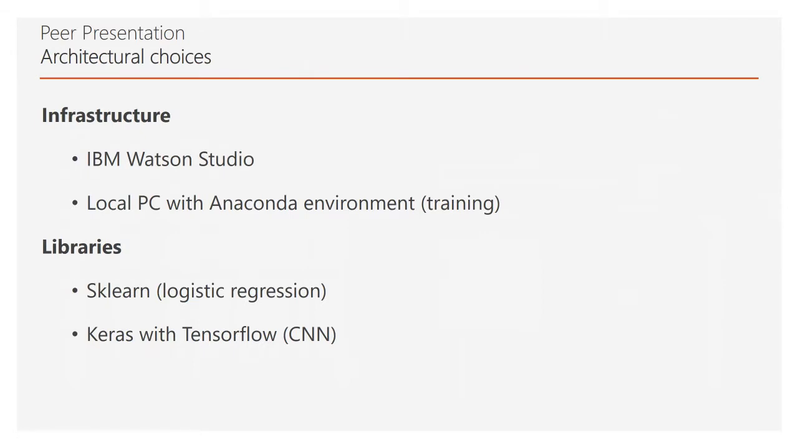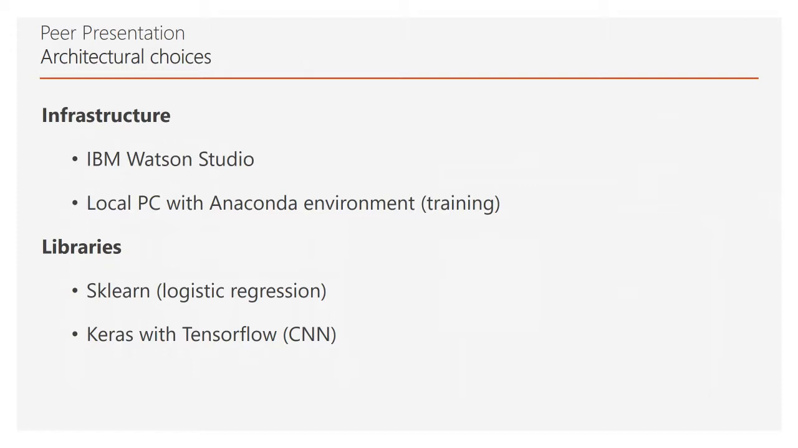When we talk about infrastructure, I have to say that I used IBM Watson Studio for the exploratory analysis and feature engineering, but I was forced to use my local PC with Anaconda in order to train my model at a higher speed. The IBM Lite free plan with one CPU and 4 GB RAM proved to be insufficient because the dataset size was very big and also the number of classes to train.